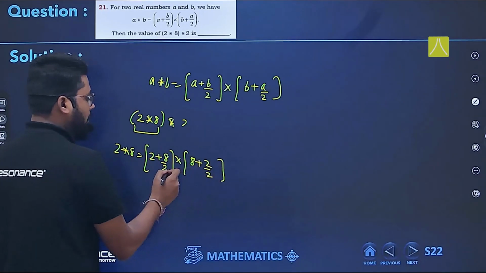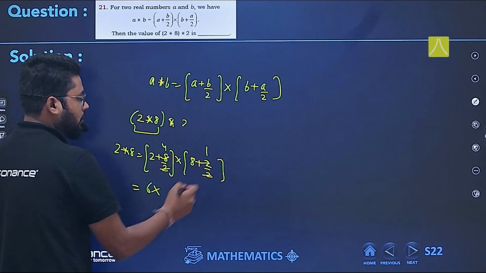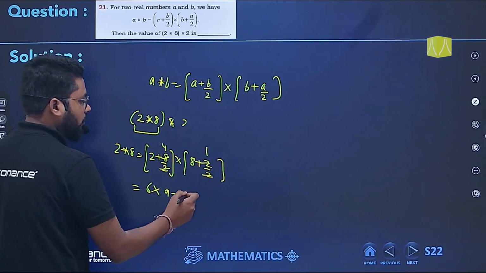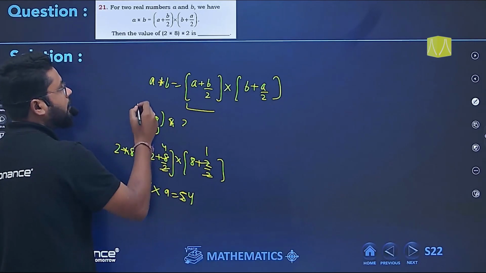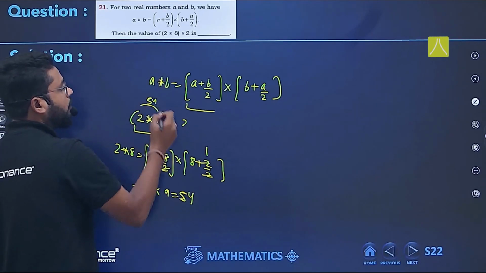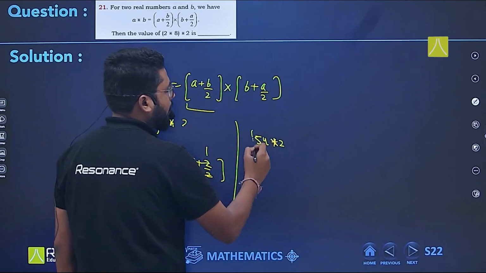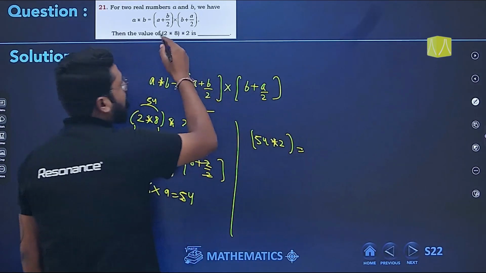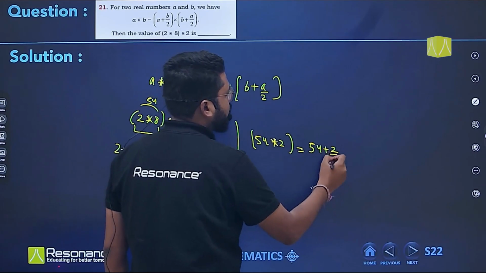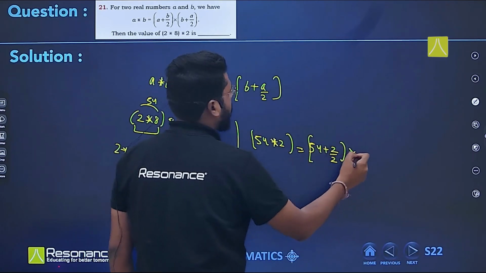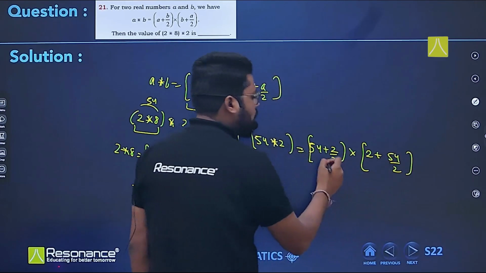That will be 6 into 9, so it is 54. This is the value of the first bracket. Now we have to find the value of 54 star 2. From the operation, that will be 54 plus 2 by 2 into 2 plus 54 by 2. So 2 by 2 is 1.